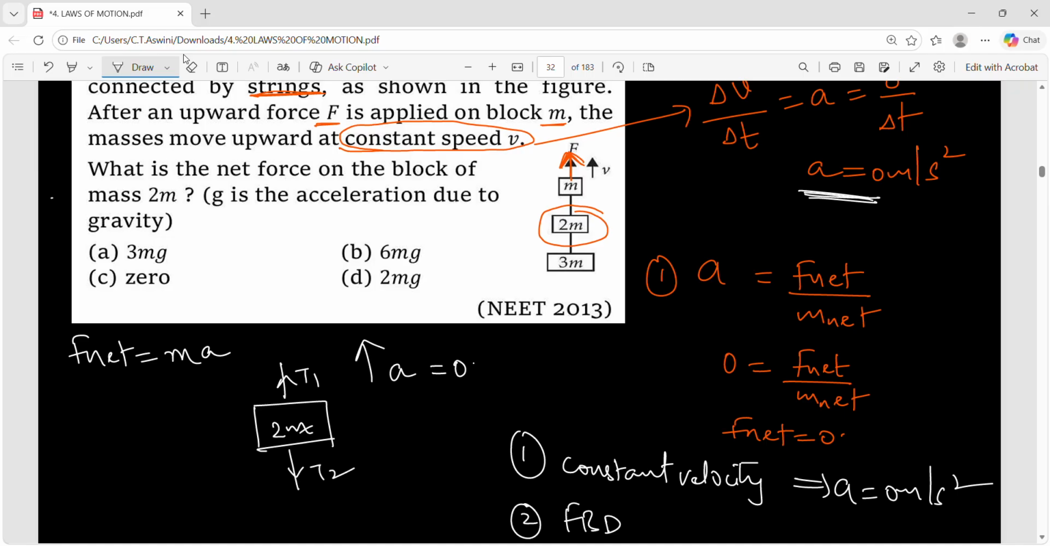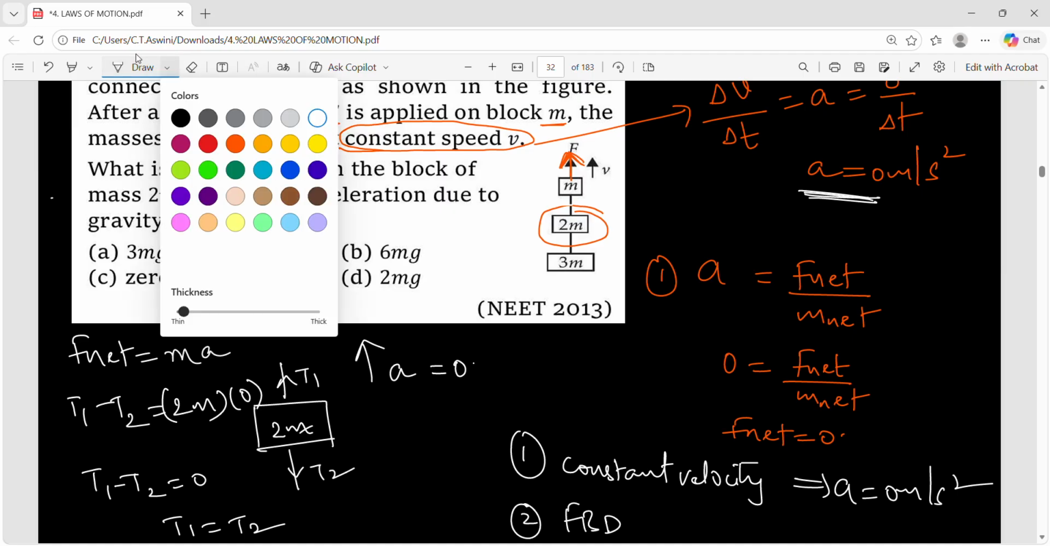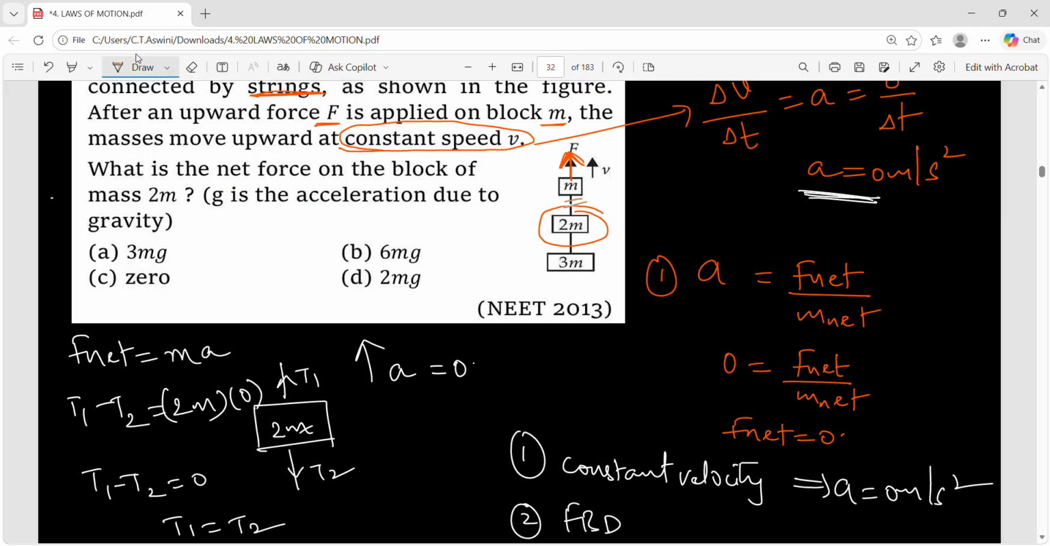See, acceleration is 0. That means the block is not accelerating. So what does it mean? It means T1 will be equal to T2. If you are confused, just do it in the same way. You will get it, not an issue. So what is F net now? T1 minus T2 is equal to 2m into a. Acceleration is 0, so I'll get T1 minus T2 equal to 0. So this implies T1 is equal to T2. That means the tension forces in the first string and the second string are equal.